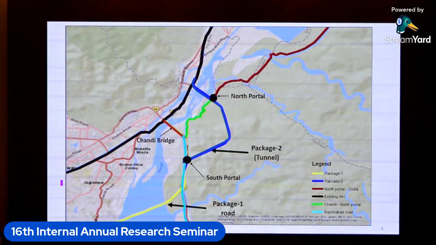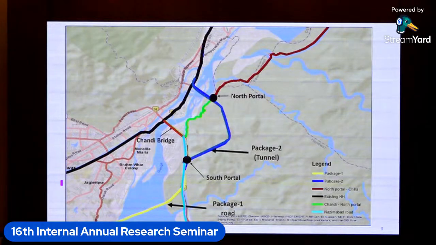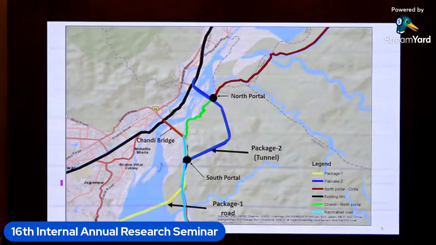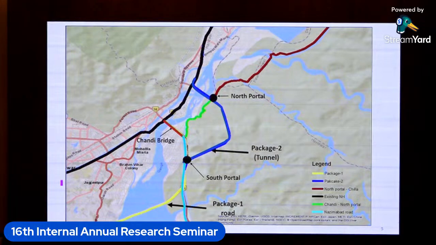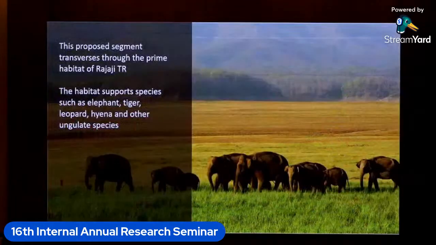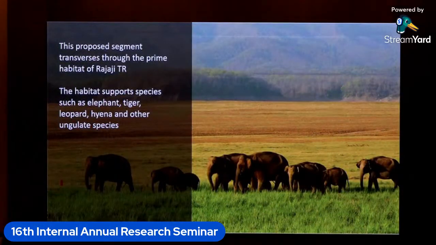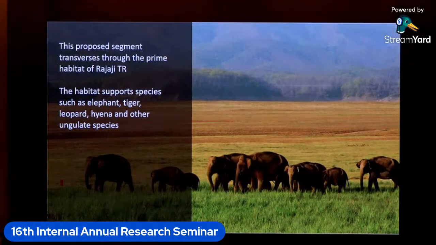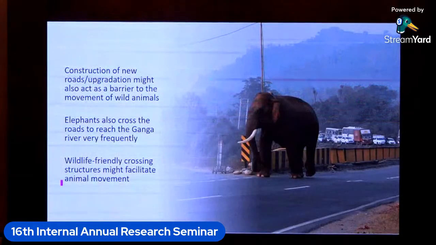The yellow one is package one of the proposed highway, and the blue one is package two. The blue one is actually a tunnel going through the Rajaji Tiger Reserve, and the South Portal and the North Portal are the two openings of that tunnel. The proposed segment passes through prime habitat of Rajaji Tiger Reserve, which supports species such as elephant, tiger, leopard, hyena, bears, and ungulate species.